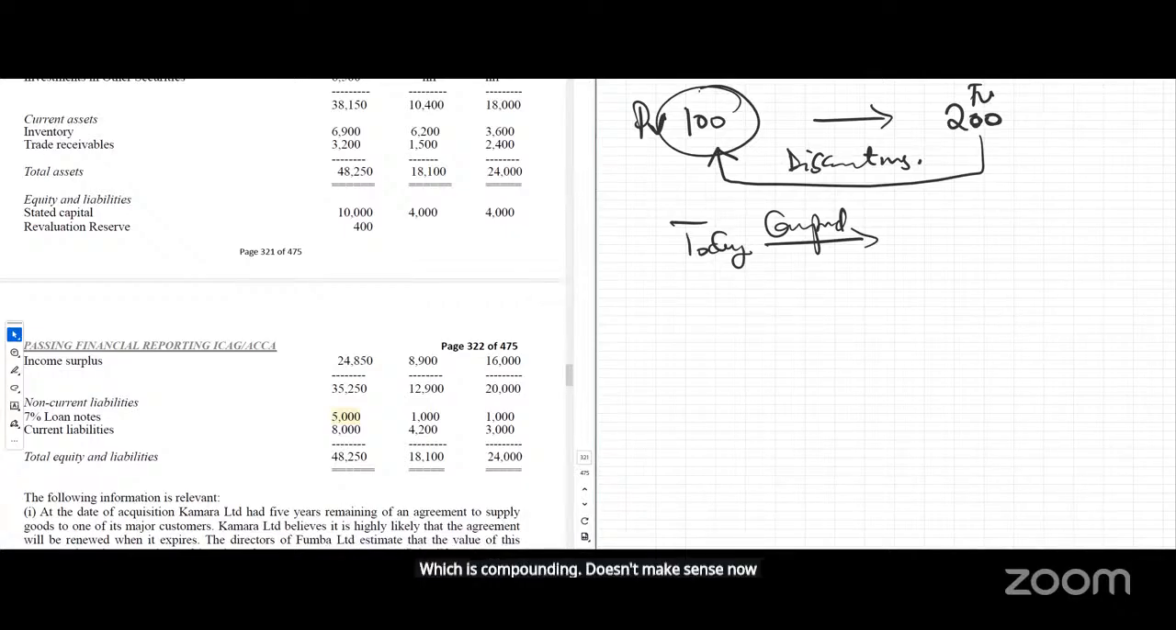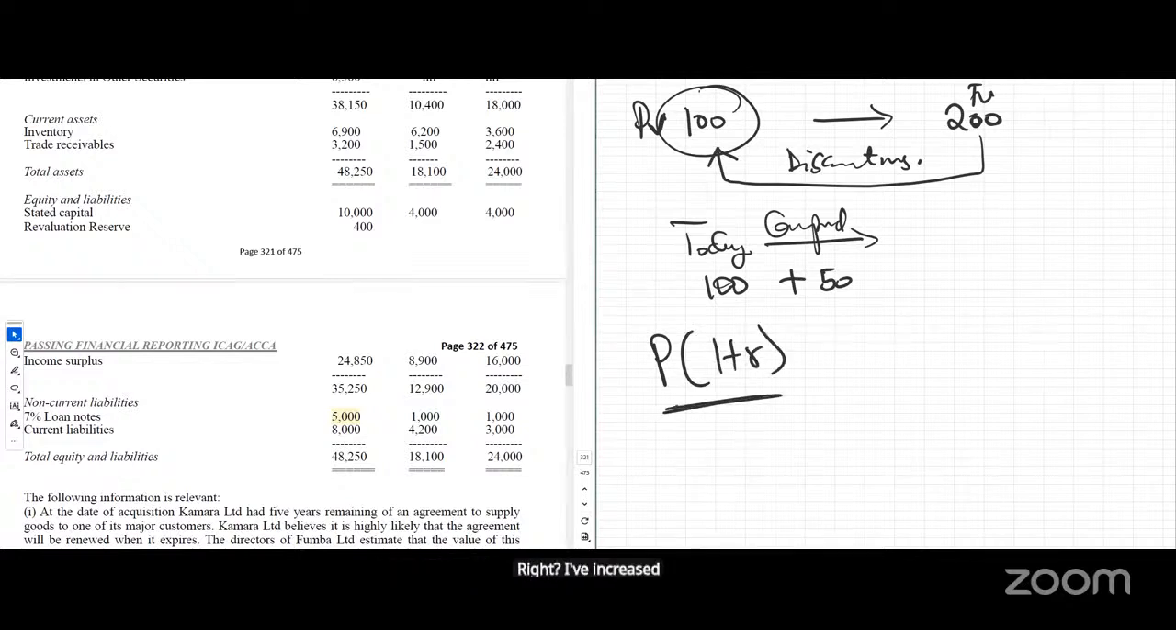So if today I've recorded 100, year one, interest of 50 will come and add to it, meaning I've done principal times 1 plus R for the first time, right? I've increased it. Is this not compounding? That's compounding. This is the principal plus interest together.